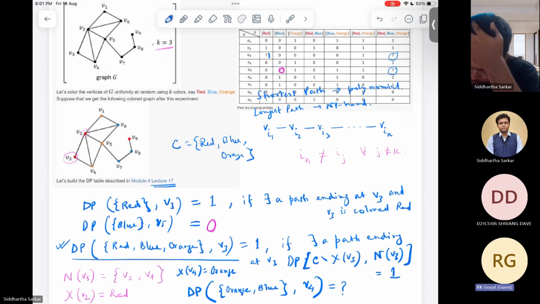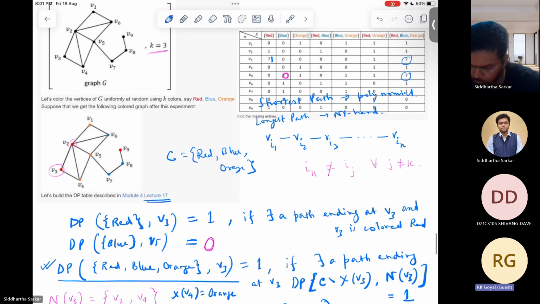Then in the remaining calculation, since the color of V4 is orange, next we will look for the DP of the blue to the neighbor of the vertex V4. Exactly. Correct, that is what it is. Now I understood. So now can you tell me whether DP of red, blue, orange, comma V3 will evaluate to 1 or 0? You just have to look up the table. Yes, so now I look for the neighbor of V4, and this is V5. And since orange has already been occupied, its final value would be equal to 0.